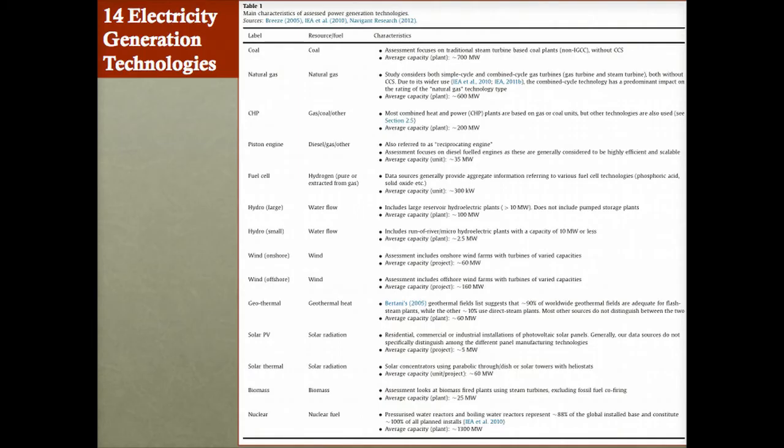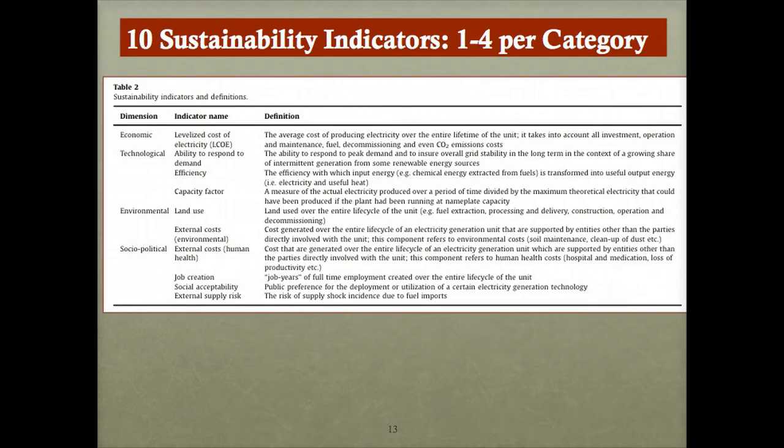Maxim presents the 14 electricity generation technologies used in the assessment in Table 1. The technologies include 5 of the 10 alternative energy options we explored in this week's course material, along with the 4 conventional options from last week's course material, and a few others. Maxim selected 10 sustainability indicators, 1 from the economic sustainability category, 3 from the technical sustainability category, 2 from the environmental sustainability category, and 4 from the social sustainability category.